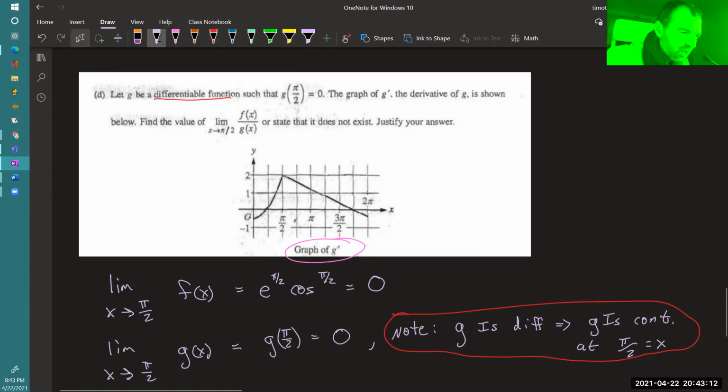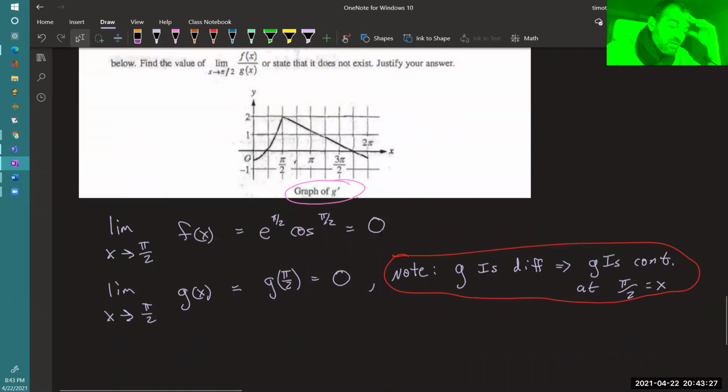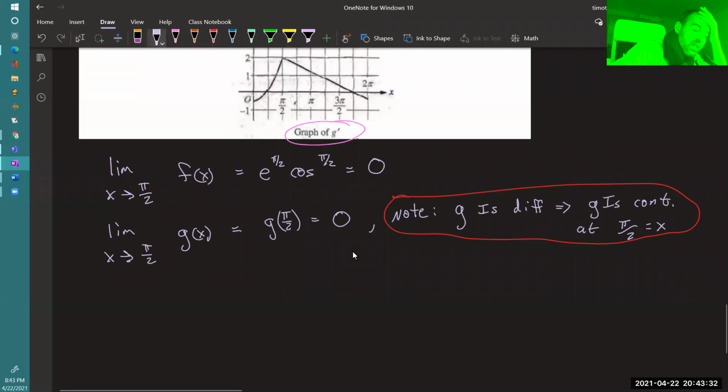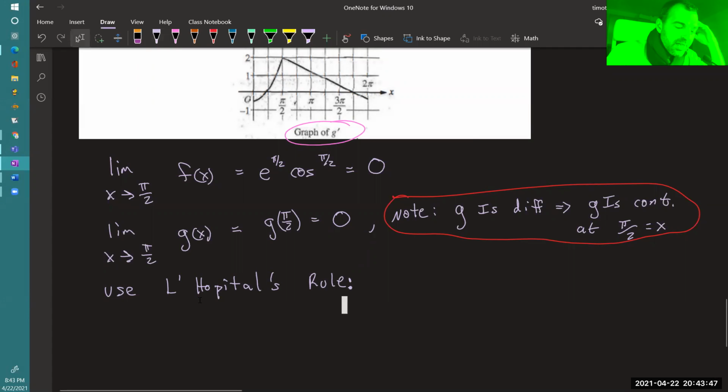Mega trick question here, or it's not a trick question. They're just setting you up to potentially make some assumptions that are going to be correct, but you have to justify it. All right. Anyway, now that we've justified that both of those are 0, we can write that we can use L'Hopital's rule. Okay. Now, why can I use L'Hopital's rule?